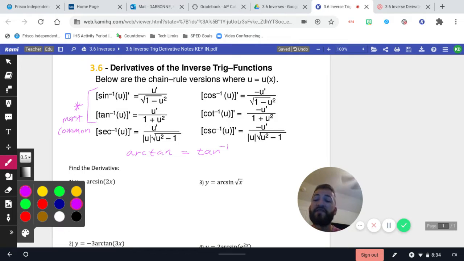Okay. So these are very formulaic. You really just apply the formula. They're not going to try and trick you up too much. These are also all chain rules, so we do have to consider them as a chain rule, think of them as a chain rule derivative. So let's look at an example.